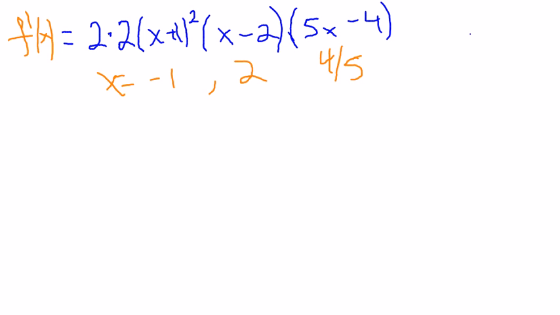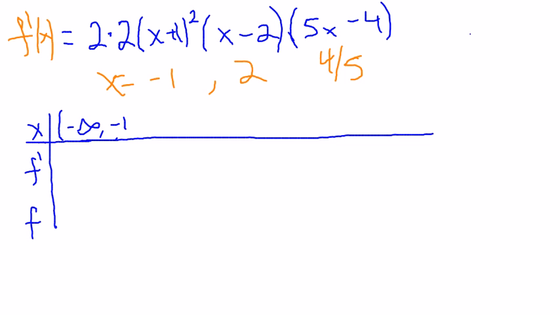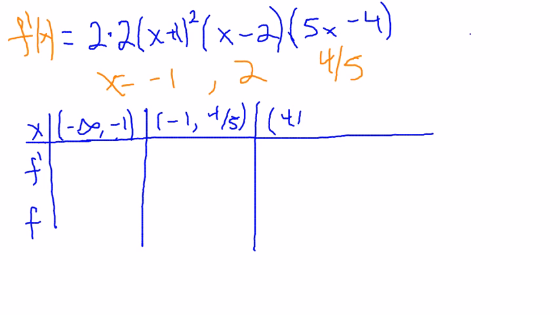Remember, it asked me specifically for a chart. So I'm going to go like this. I'm going to go like this. I got x. Actually, I'm going to give myself a little bit more space because there's lots of intervals here. I've got x. I've got f prime. And then I'm going to talk about f as well. So I go from negative infinity to negative 1, draw a line. I go from negative 1 to 4/5, which is smaller than 2, so that one comes first. Draw a line. Then I go from 4/5 up to 2. Another line. And lastly, I go from 2 to infinity.